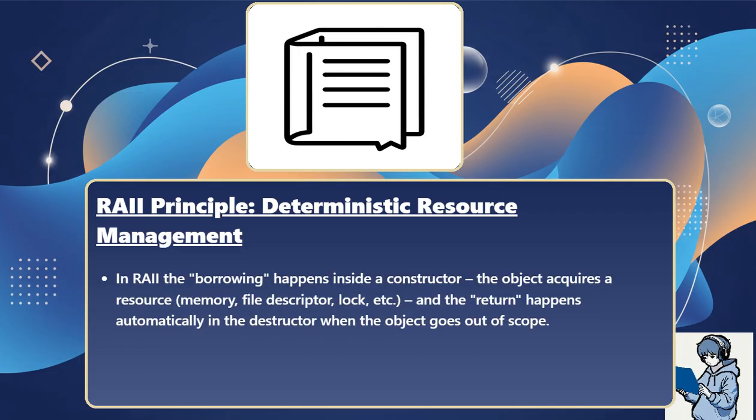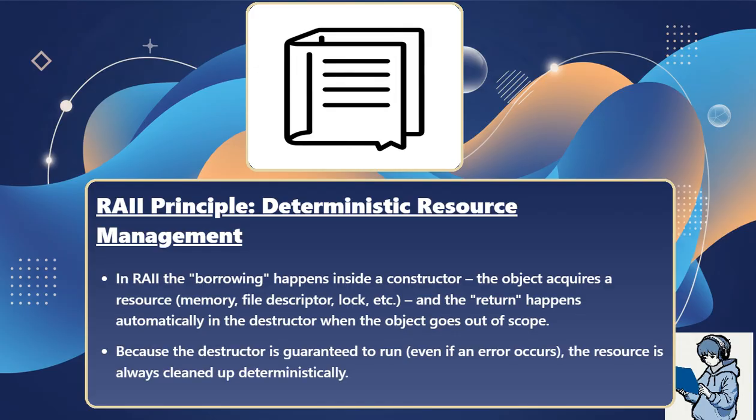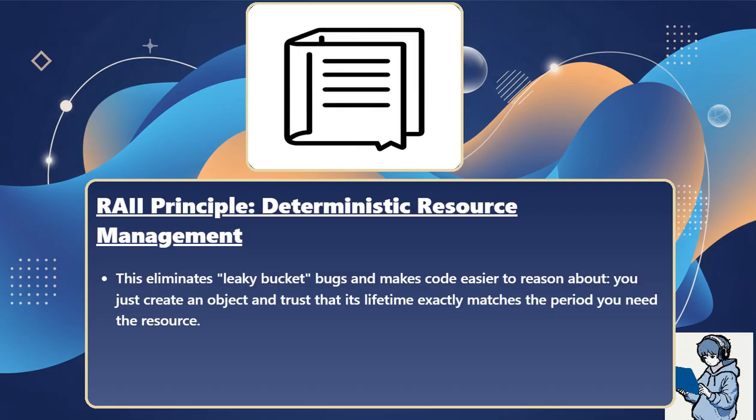In RAII, the borrowing happens inside a constructor. The object acquires a resource such as memory, a file descriptor, a lock, etc. And the return happens automatically in the destructor when the object goes out of scope. Because the destructor is guaranteed to run, even if an error occurs, the resource is always cleaned up deterministically. This eliminates leaky bucket bugs and makes code easier to reason about. You just create an object and trust that its lifetime exactly matches the period you need the resource.